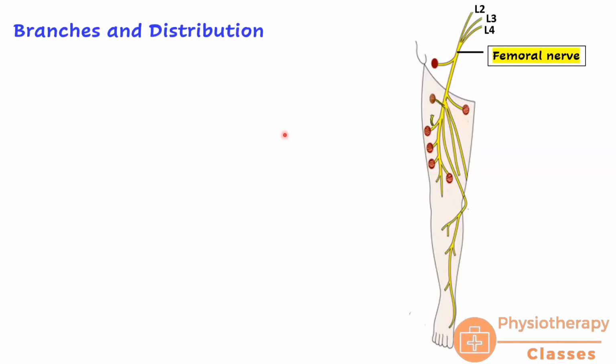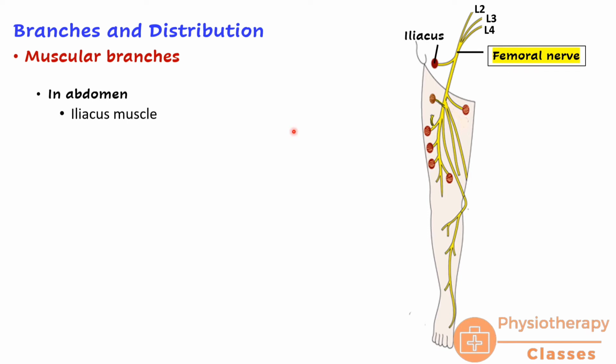So now we will look at the branches and the distribution. Here we can see the femoral nerve in this diagram. Let us look at the branches now. First we will consider muscular branches. It will give a branch in the abdominal region, that is in the iliac fossa. This branch is to which muscle? That is to iliacus. After it crosses the inguinal ligament, it will give its branch to pectineus.